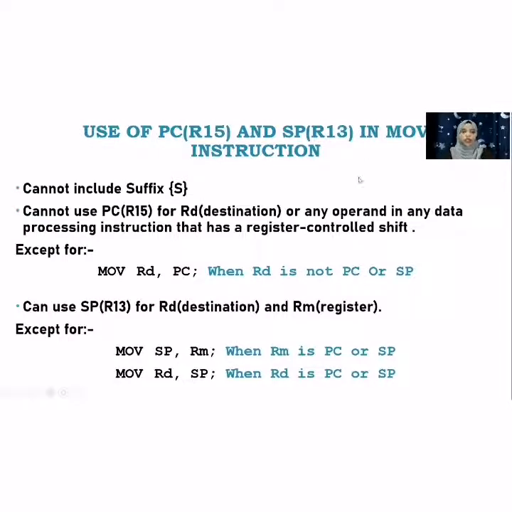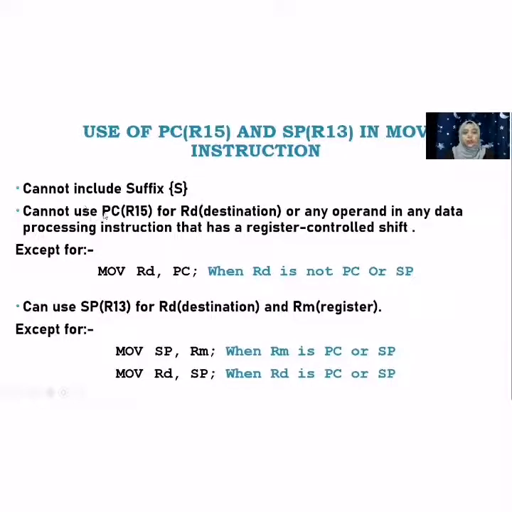Okay, now for the use of program counter, which is register 15, and the stack pointer, which is register 13, R13, in MOV instruction, if we want to use PC and SP, we cannot include suffix S in the MOV instruction because it will generate error. This is the restriction if we want to use the PC and the SP.